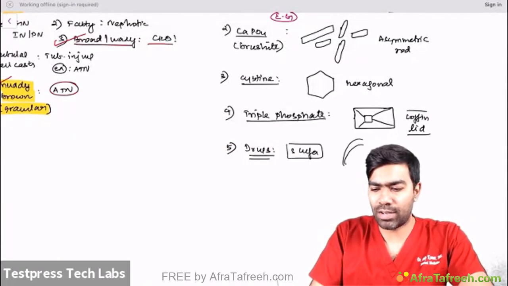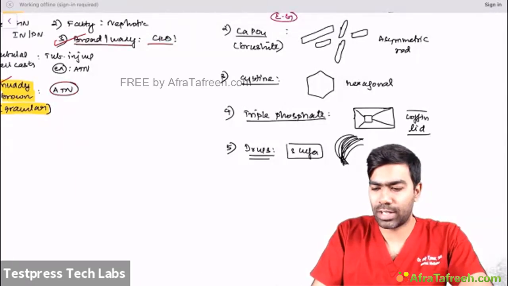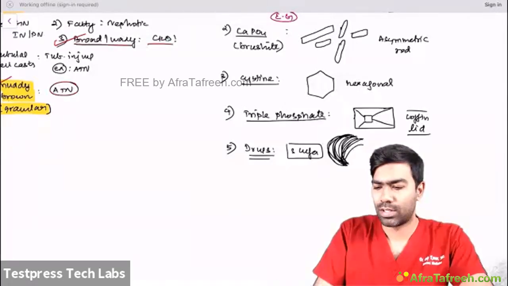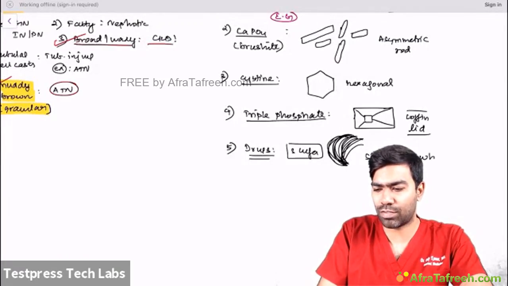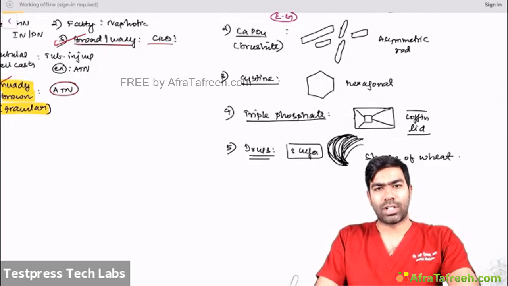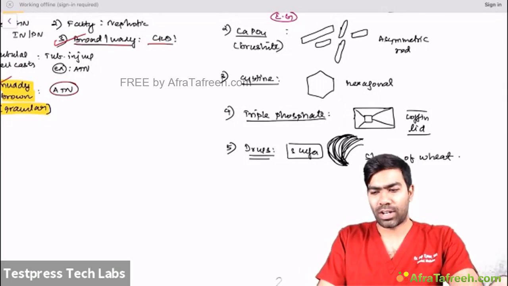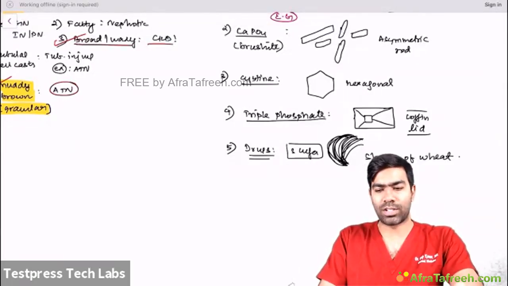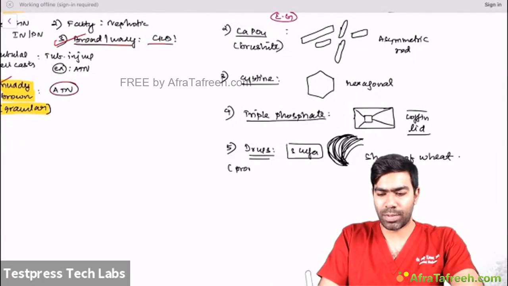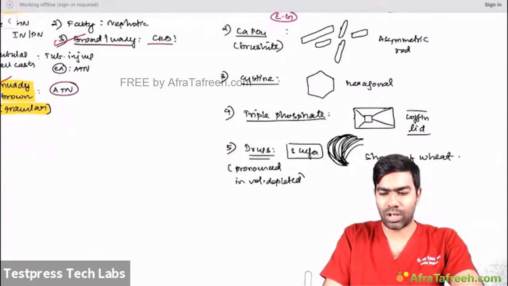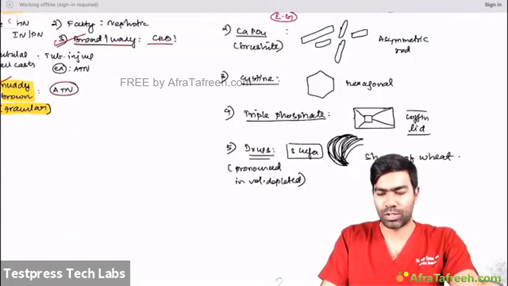Usually they will be like a sheaf of wheat. They'll be like this. These are called sheaves of wheat or sheaves of needles. You can call it in any way. So that's how your sulfur drug crystals will be there. Especially these drug-induced crystals will be seen pronounced in volume depletion states. When the patient is not taking sufficient water, the crystals may be very prominent and pronounced.